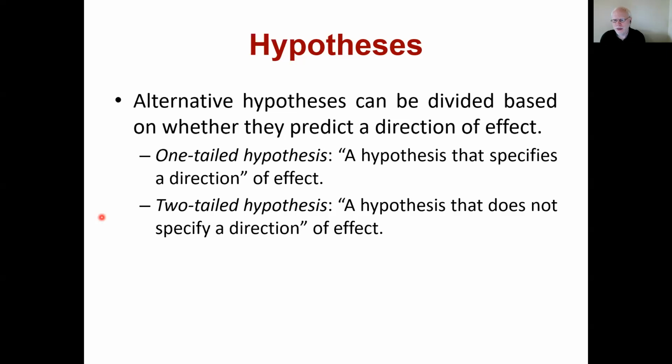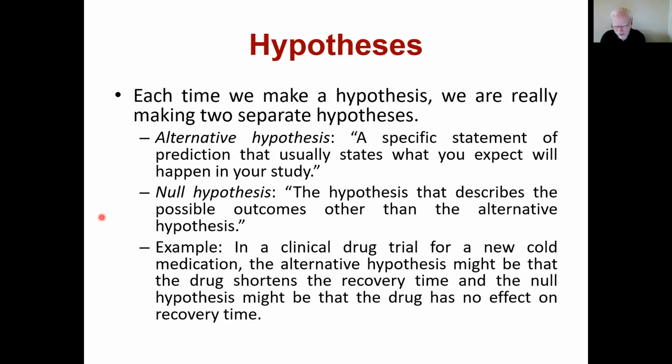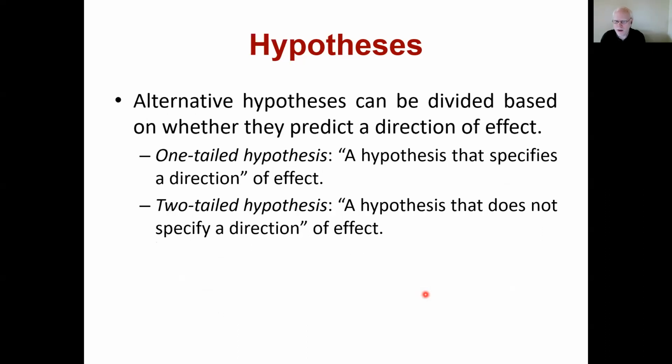Alternative hypotheses can be divided based on whether they predict a direction of effect. So a one-tailed hypothesis specifies a direction of effect. In this one, if we believe that the drug will reduce recovery time, we're specifying a direction. I think it's going to reduce recovery time. Cuts in interest rate, I think, will increase consumer spending. So we're making a prediction about the direction of effect that we expect to see. This is going to cause the other one to either go down or go up.